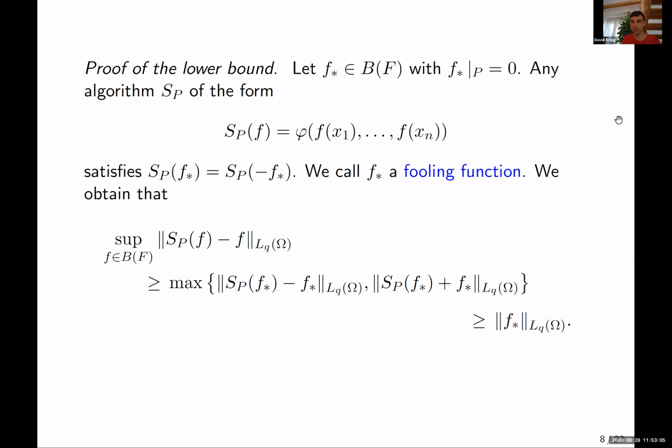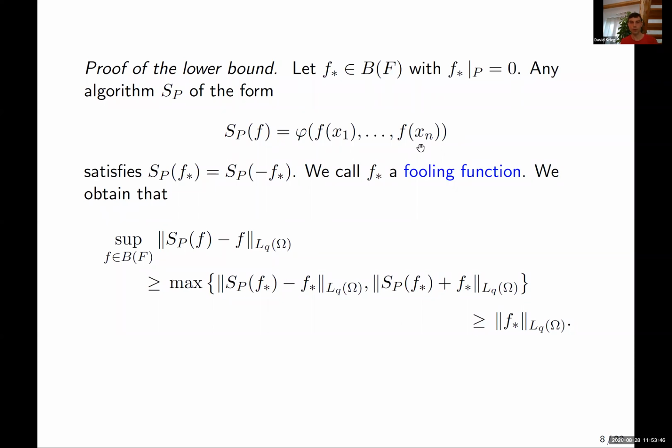So of the range of the supremum. And now if we have any algorithm of the form from the beginning, so any algorithm which is a composition of the function evaluations at the point set and a function phi, which maps from the data back to the space of L infinity functions on omega. Then for any such algorithm, you have that the output of f star and minus f star is the same because the function values are 0 in both cases.